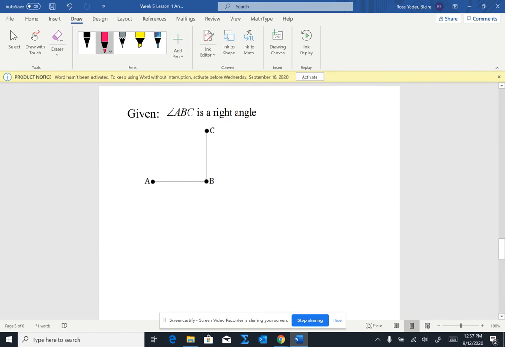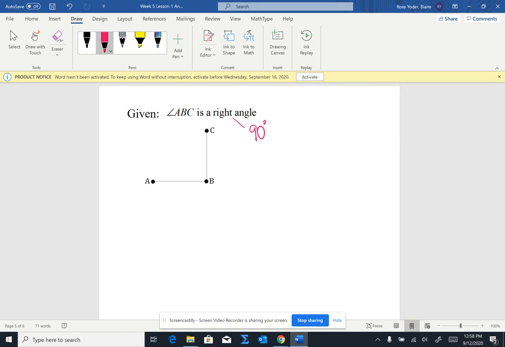All right, here's another key vocabulary word. Angle ABC is a right angle. So you may know that a right angle means that it measures 90 degrees. And we're going to learn in the coming weeks other vocabulary dealing with right angles also. But this is a concept that gets used all the time in geometry class. A right angle is a very special angle.